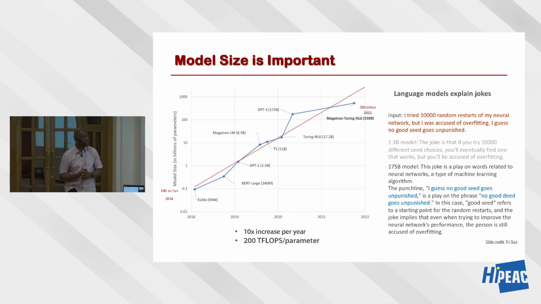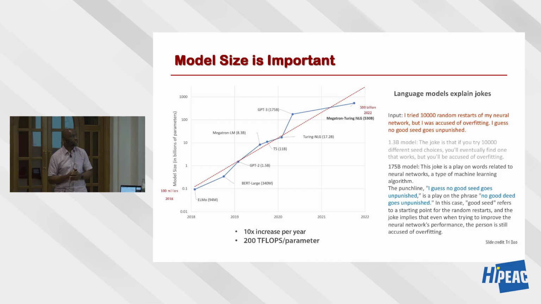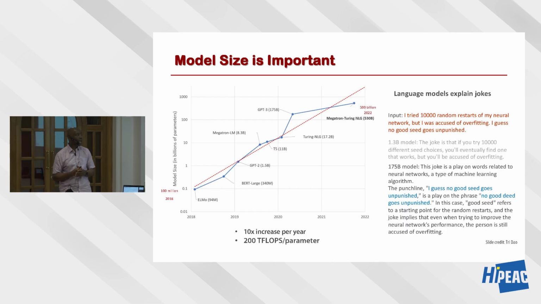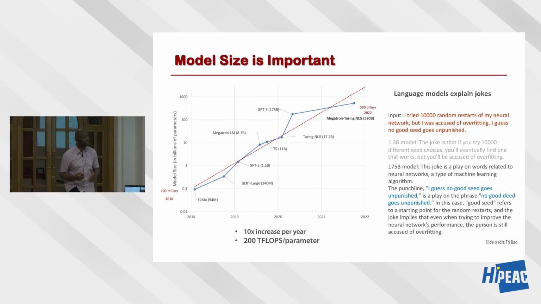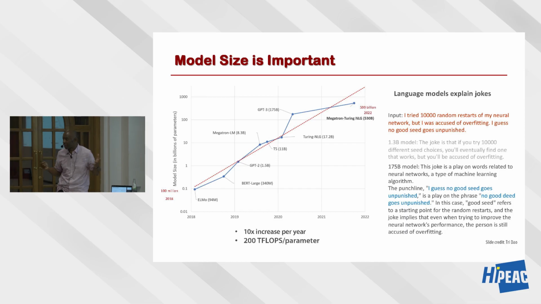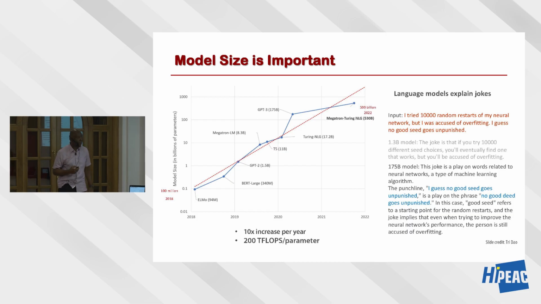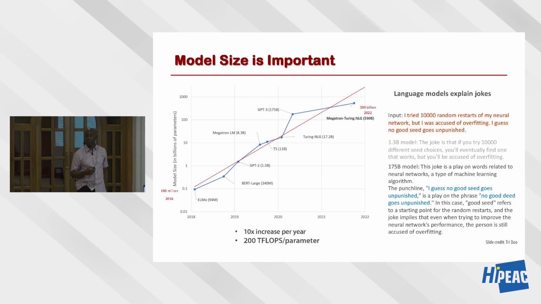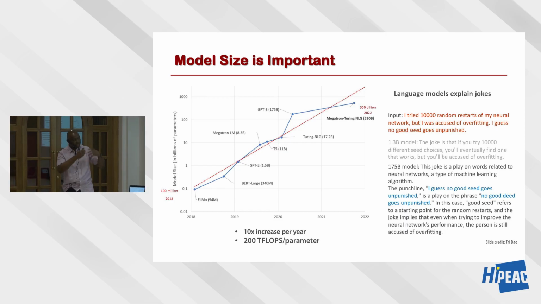So as an example, if you want the model to explain a joke to you. The joke is, I tried 10,000 random restarts of my neural network, but I was accused of overfitting. I guess no good seed goes unpunished. So you give this joke to a 1.3 billion parameter model, and it basically repeats the joke. It doesn't really explain what was going on. You give this same joke to a 175 billion parameter model, and it says, well, this joke is a play on no good deed goes unpunished, right? And so it will explain the joke for you, and these capabilities happen once you cross certain thresholds.